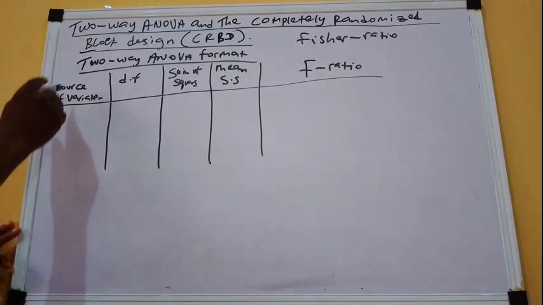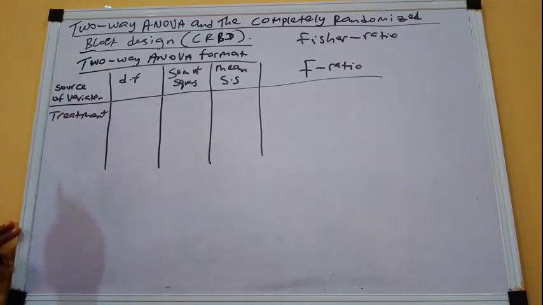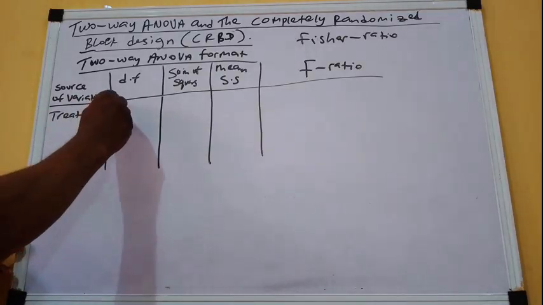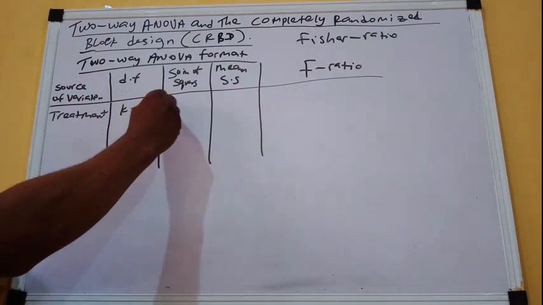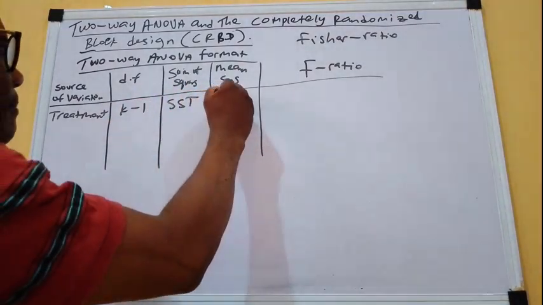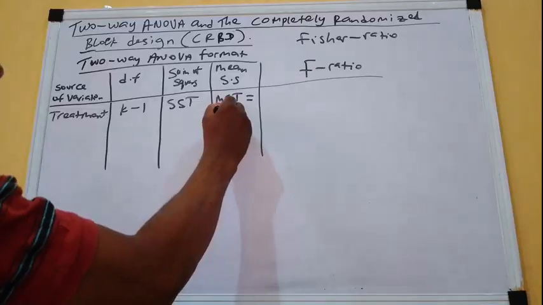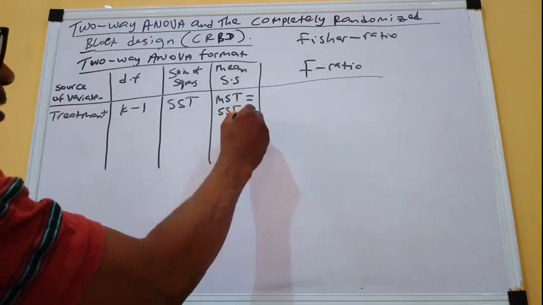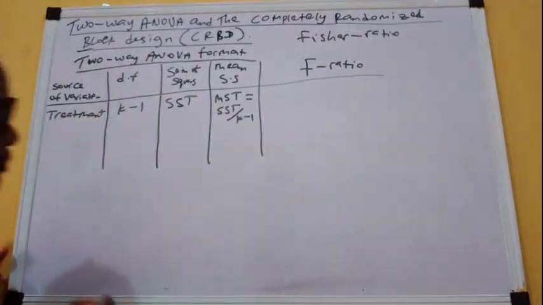So the first source of variation here is treatment. The treatment has the degrees of freedom K minus 1. The sum of squares for the treatment is SST. Then the mean sum of squares for the treatment is MST, and that is equal to SST over K minus 1. Then the F ratio will now be there.